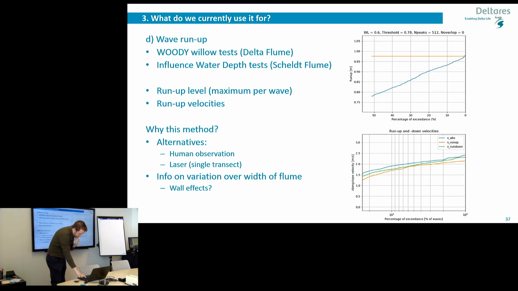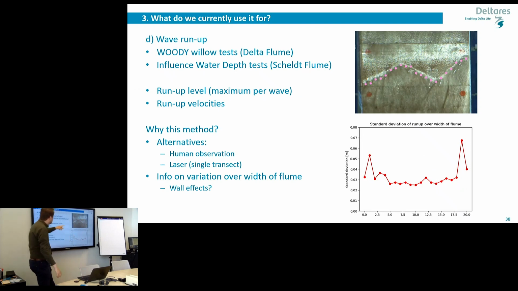The nice thing is, I'm going to skip this, it's not so important. So the nice thing is that you also see that it's not necessarily a straight line, right? This run-up has a bit of variation over the width. So what we've always been curious about is, are there wall effects? Do these flume walls affect the run-up and then probably also the overtopping? And we had all kinds of opinions, but no real data to support it. So once we had this, we were like, okay, now we can look over the width of this slope, and let's look very close to the wall. Do we see a different behavior there?